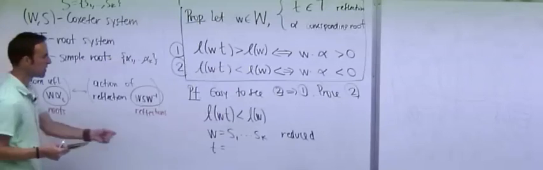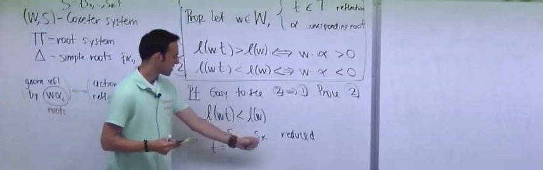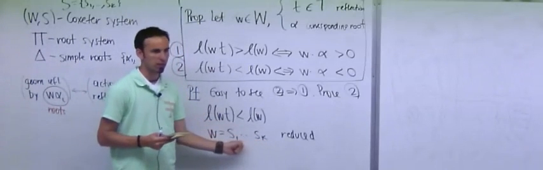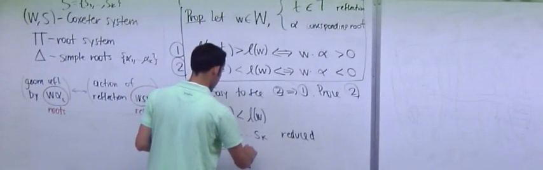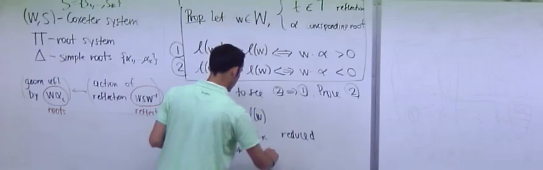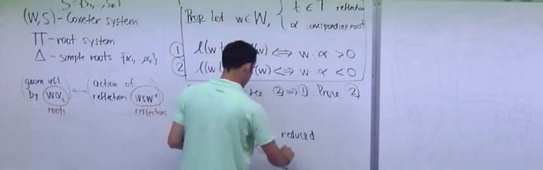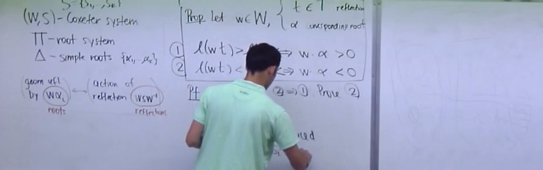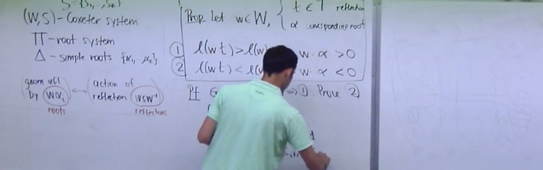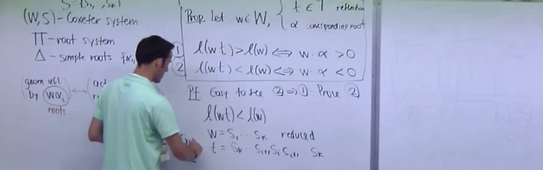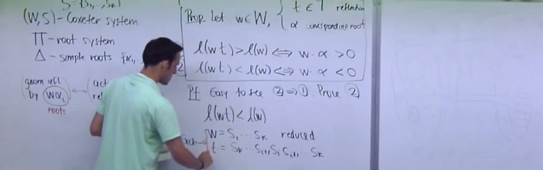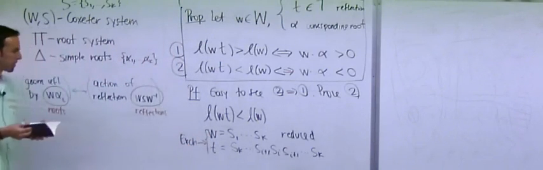T has to be a reflection obtained by starting from Sk, going down, and then back up. So let's say that it's Sk down to Si plus 1 to Si, then up to Si plus 1, up to Sk. We know by the exchange lemma, the exchange property, that W and T must be of this form.